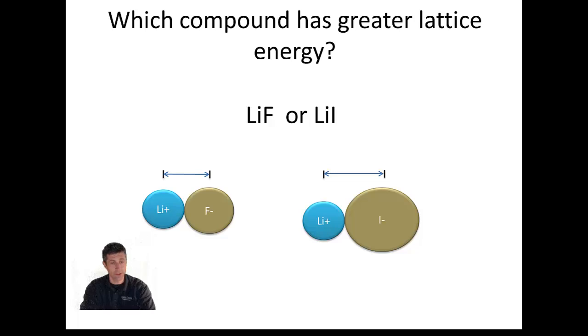One way to look at this diagrammatically is to see that the fluorine ion is smaller. The distance between the center of the lithium and the center of the fluorine atom is smaller than the distance between the center of the lithium and the center of the iodine atom. Therefore, the lattice energy is going to be greater due to the stronger interactions we can predict from Coulomb's law. Okay, let's look at another one.